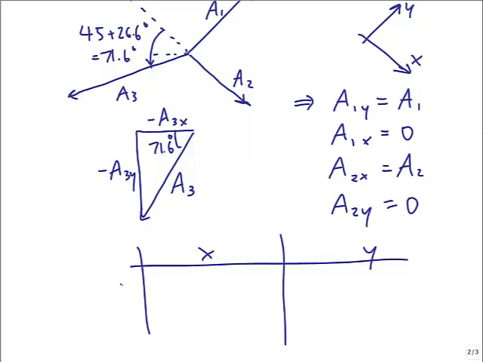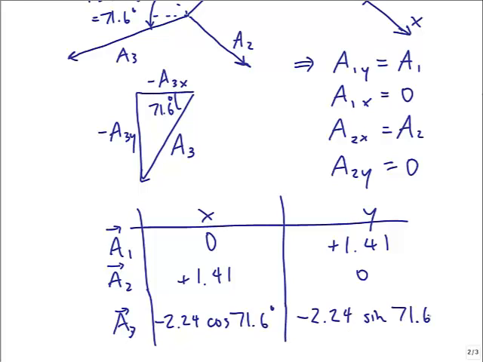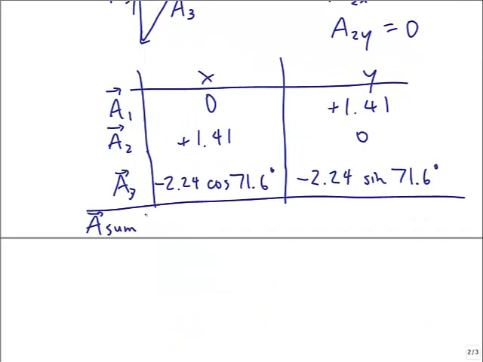For A1, it's very simple. You just write 0 for x and 1.41 for y. For A2, it's 1.41 for x and 0 for y. For A3, we now need to use trigonometry, the negative length times cos for the x component, and the negative length times sine for the y component. So when we add those all up, we now get plus 0.703 meters for the x and negative 0.715 for the y.